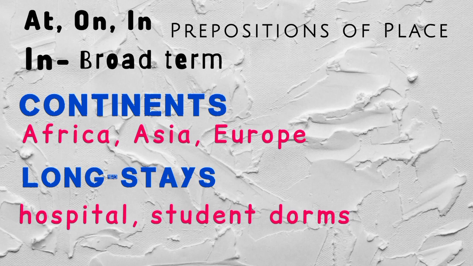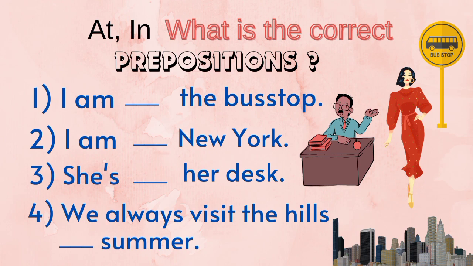These are some examples. Now let us practice some sentences. I am blank the bus stop. And the right answer is at the bus stop. I am blank New York. I am in New York. She's blank her desk. She's at her desk. We always visit the hills blank summer. We always visit the hills in summer.